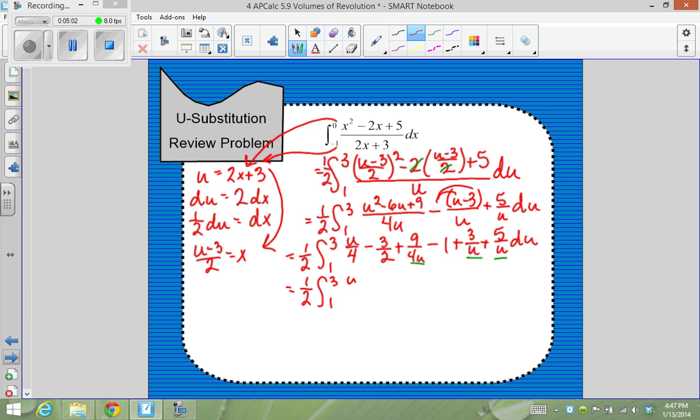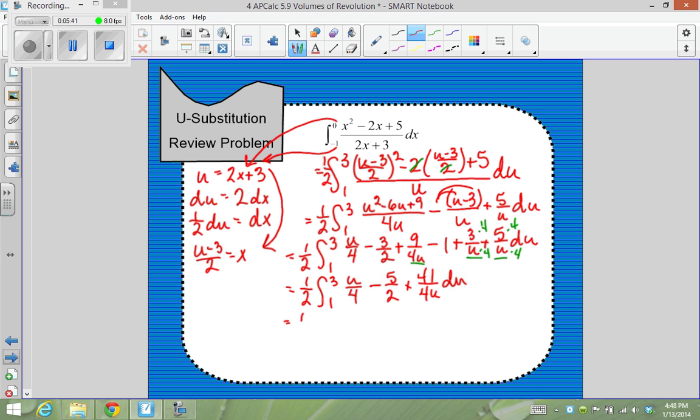So I have u over 4. Your negative 3 halves and negative 1 is negative 5 halves. My 9 over 4, and then I'm going to multiply each one of these times 4 in order to get that common denominator. Times 4, times 4. And so 9 and 12 is 21, 21 and 20 is going to be plus 41 over 4u du. Okay, well, we're finally down to the point where we can integrate.